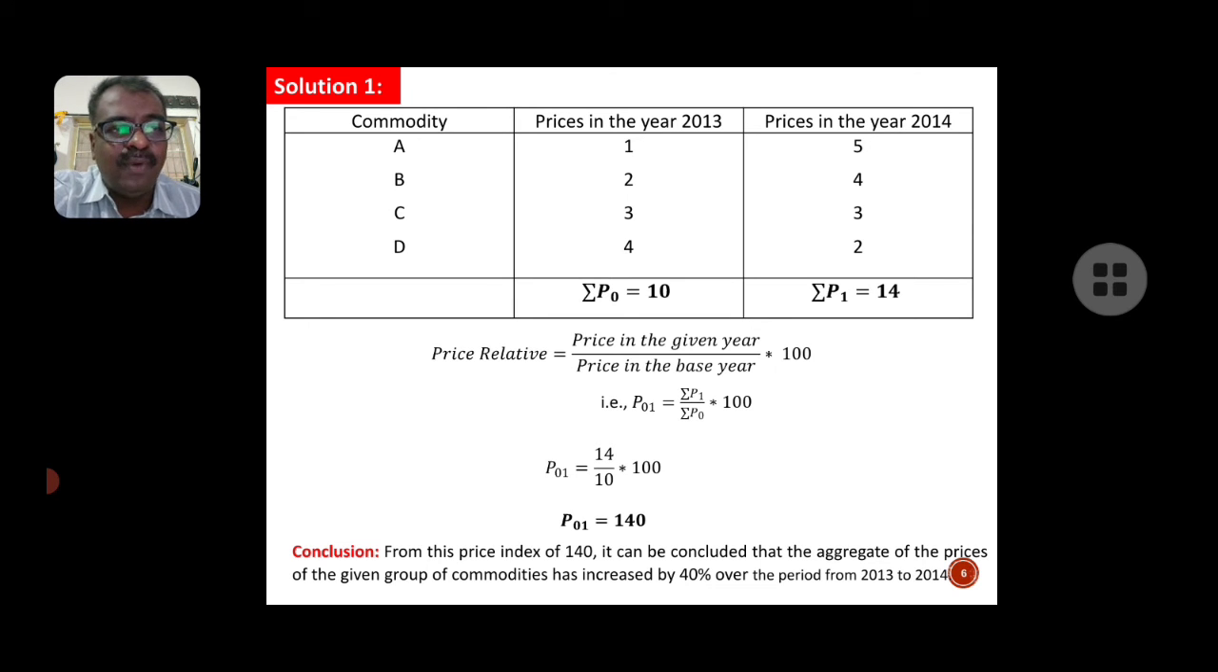Now how is it 14? We are going to add all the prices of the current year. For example, for A, the price is 5 rupees. For B, it is 4 rupees. For C, it is 3 rupees. And for D, it is 2 rupees. So 5 plus 4, 9. 9 plus 3, 12. 12 plus 2, 14. So this is called sigma P1, the sum of all the prices of the current year.